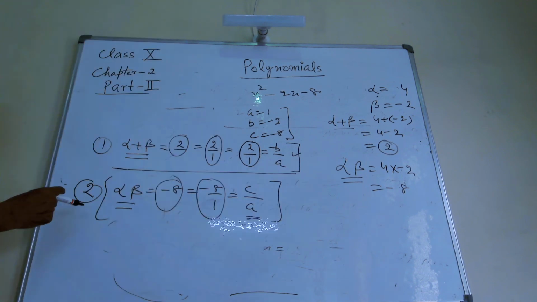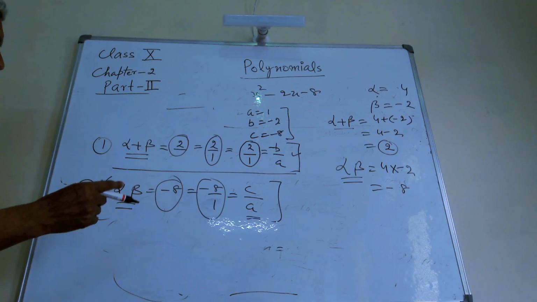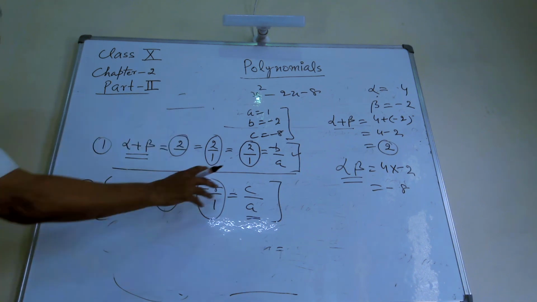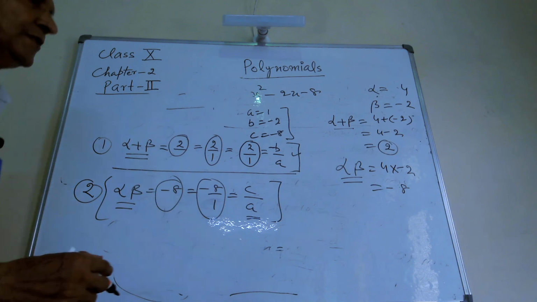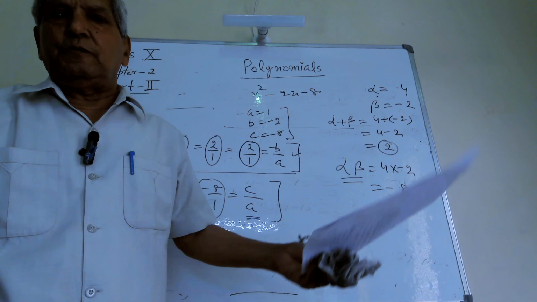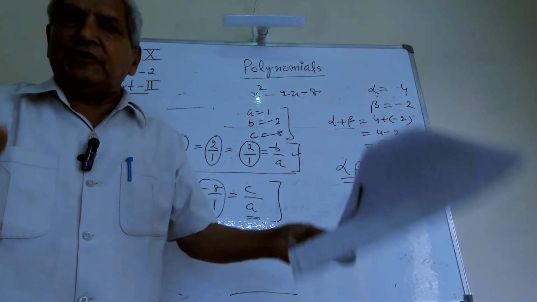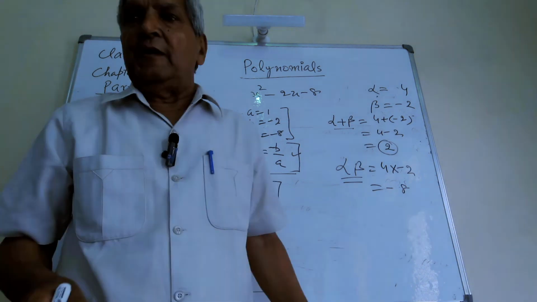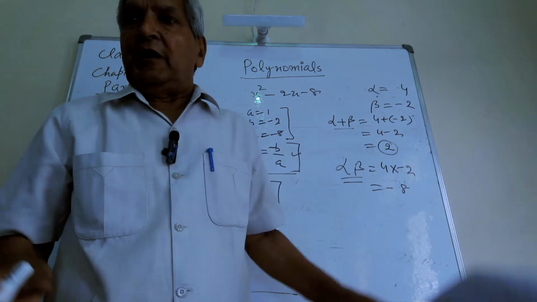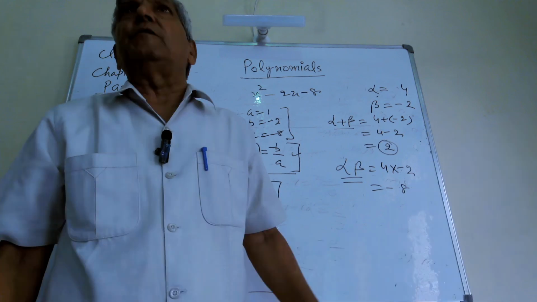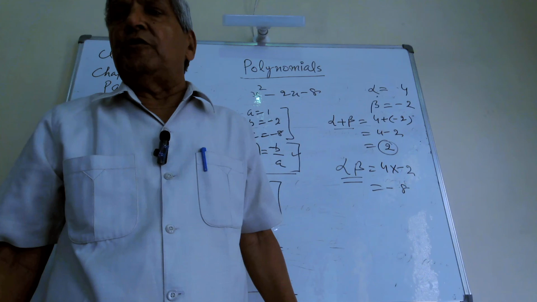For a quadratic polynomial, alpha plus beta is equal to minus b upon a and alpha beta is equal to c upon a. These are two relations between zeros and the coefficients of a quadratic polynomial. In the same way, you can find the relation for a cubic polynomial in which there are three zeros, alpha, beta, gamma, and that relation can be proved in a cubic polynomial also. This is a very important topic.